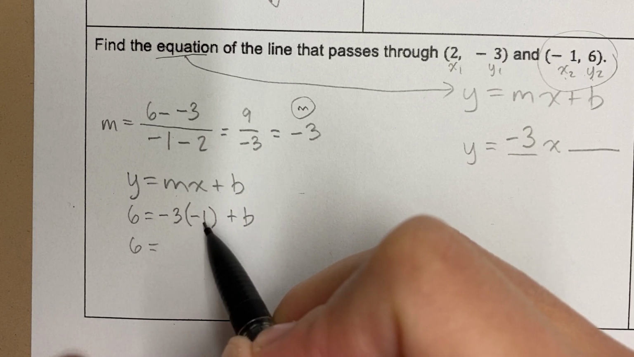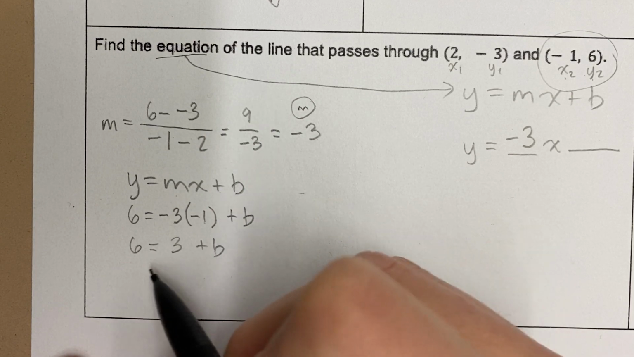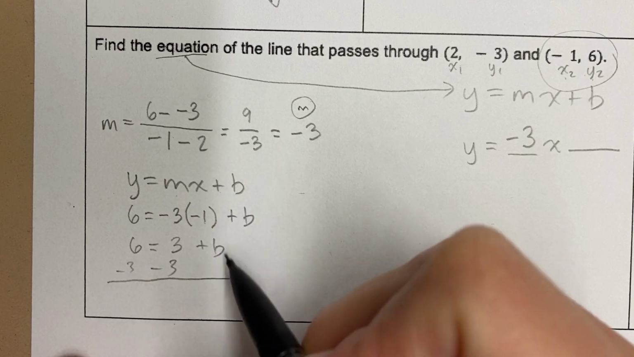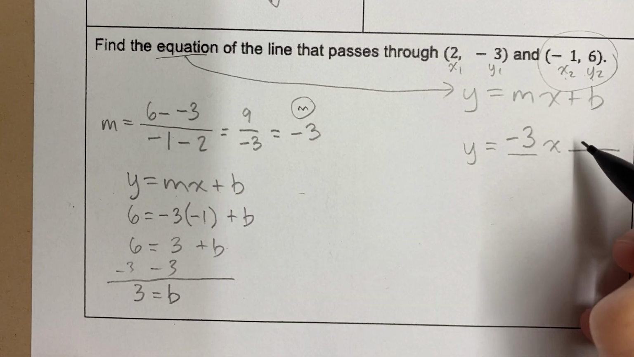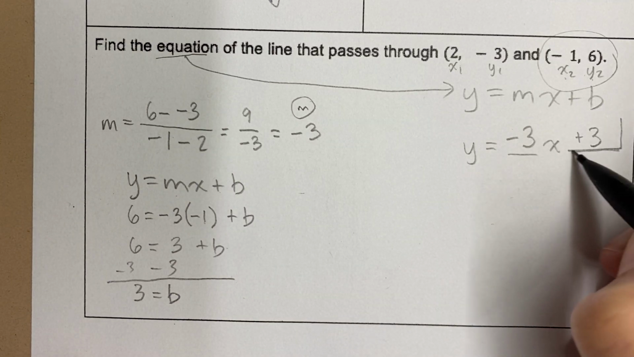This is negative times negative is positive. 3 times 1 is 3. I'm going to subtract 3 from both sides. Why? Because I'm trying to get b by itself. I get 3 equals b, positive 3. And here's my answer.